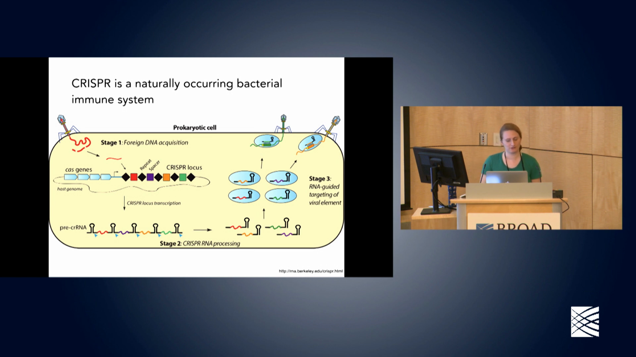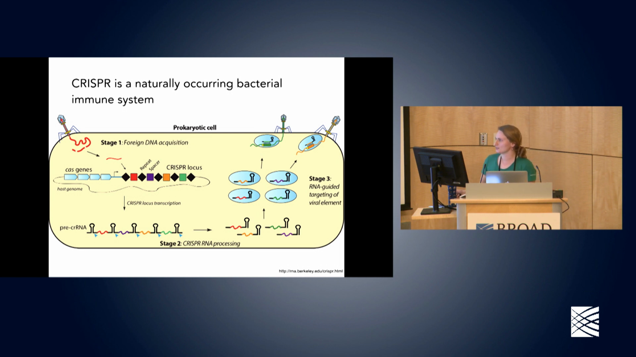CRISPR is an acronym standing for Clustered Regularly Interspaced Short Palindromic Repeats, and it is a naturally occurring bacterial immune system. CRISPR-Cas is composed of two main components, the CRISPR locus and the Cas genes. And the acronym CRISPR describes what the CRISPR locus looks like. It is a repeat sequence interspaced by spacer sequences, which are unique. So you have unique sequences and then these repeat sequences.